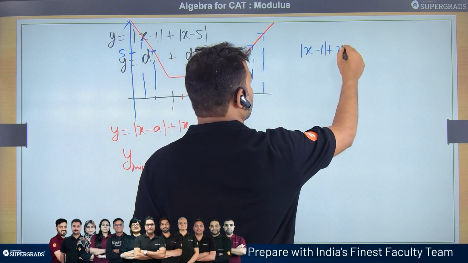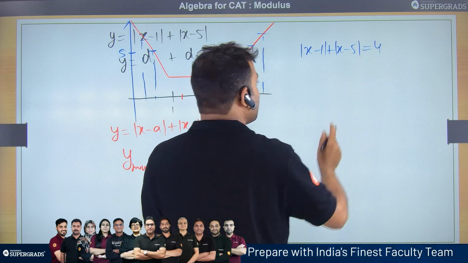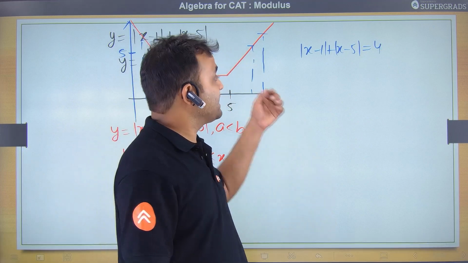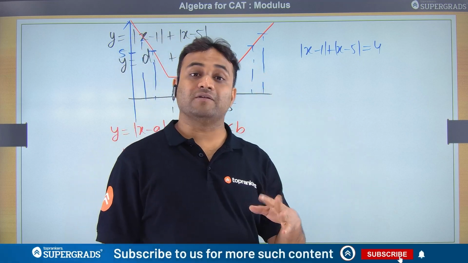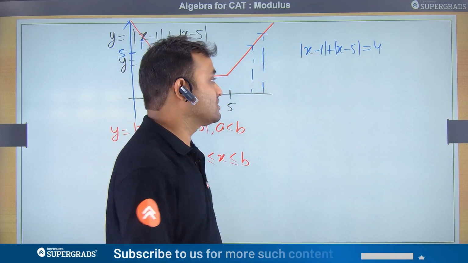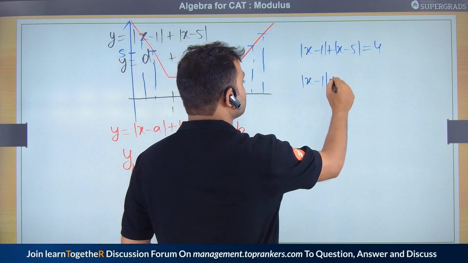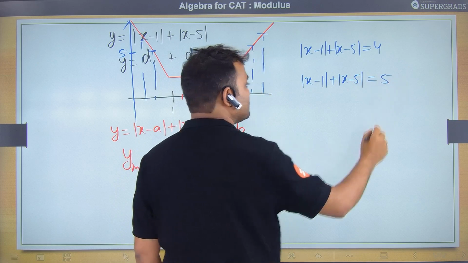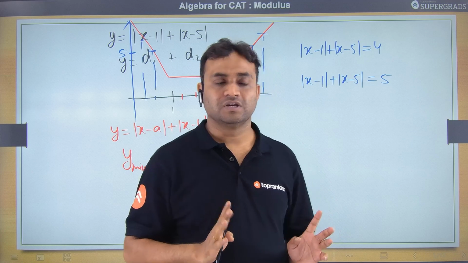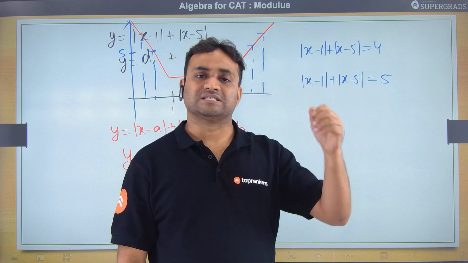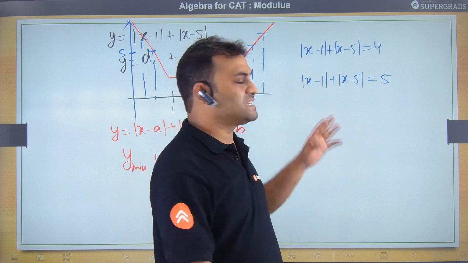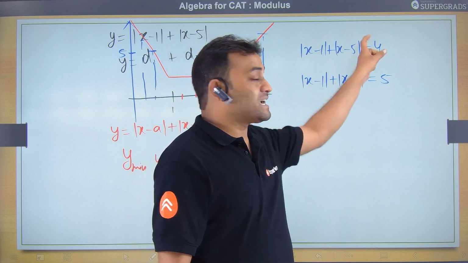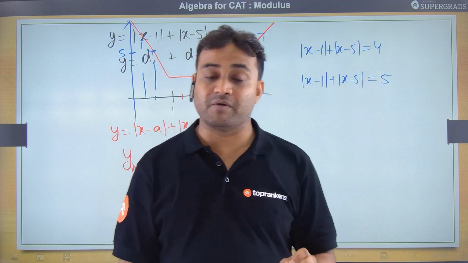मतलब अगर मैं बात करूं mod of x minus 1 plus mod of x minus 5 is equal to 4, how many values of x are possible? So infinite values of x are possible here. You can take any value of x from 1 to 5, you will always get 4. But if I talk about for how many values of x, mod of x minus 1 plus mod of x minus 5 will be equal to 5, there will be exactly two values of x. If you take 6, 6.5, 6.1, 7.3, 1001, you will always get exactly two values of x which will satisfy this condition. But whenever we are talking about minimum, it will have infinite solutions.